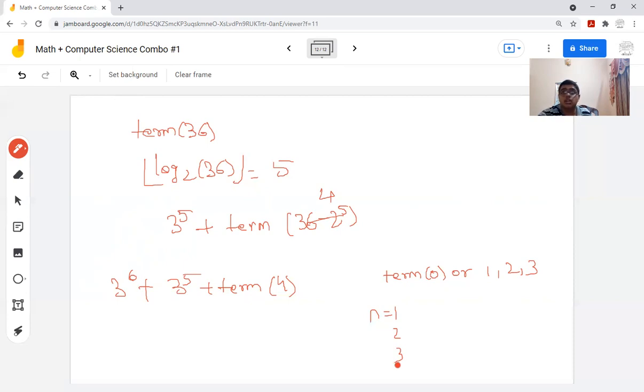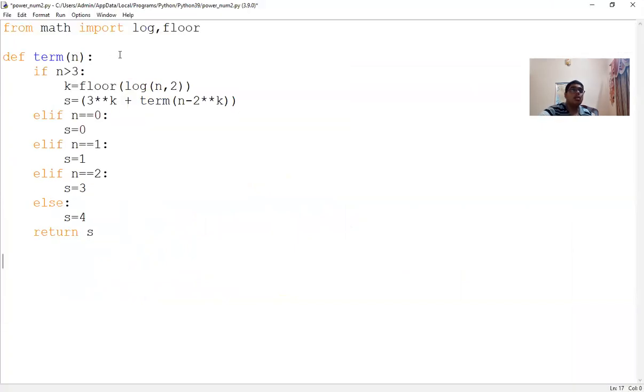Now it's time to show the program for this. So here is the program. Look at the simplicity of this program and compare it to the other one, that was lacking algorithmic efficiency, as well as not giving the terms in an increasing fashion. First, we are importing the log and floor functions from the math module in Python, because you saw that we used it there. And again, as I explained, if n is a number greater than 3, then k is equal to floor of log n comma 2, the same thing which I explained in the algorithm.